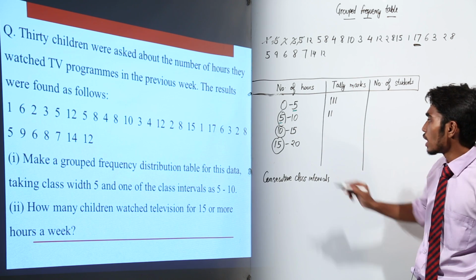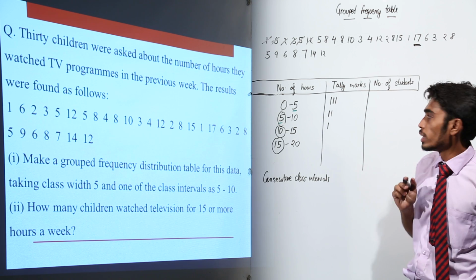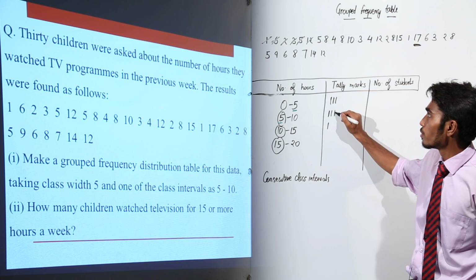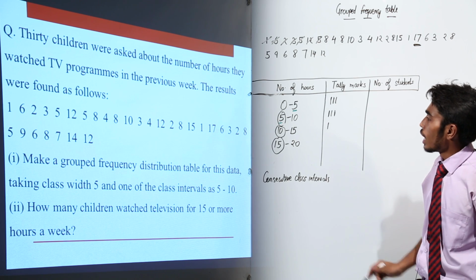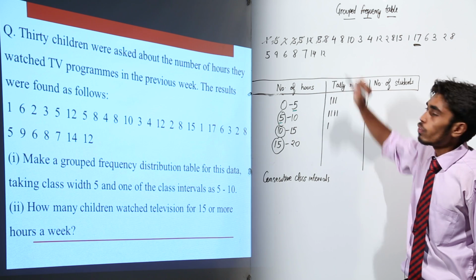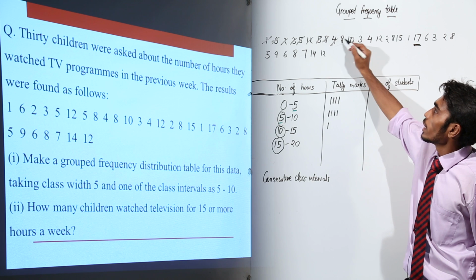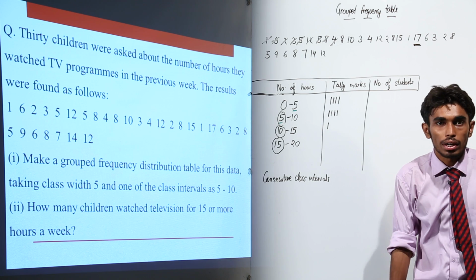12 will fall in this class interval, 10 to 15. 5 will fall in this class interval again. 8 will fall again in this class interval, 5 to 10. 4 will fall in this class interval, 0 to 5, right? And 8 will fall in this class interval, 5 to 10, right?